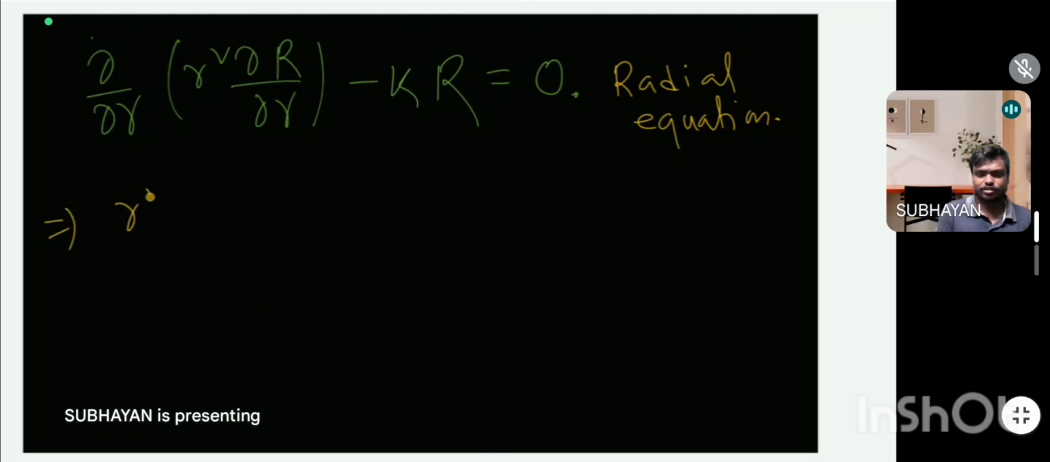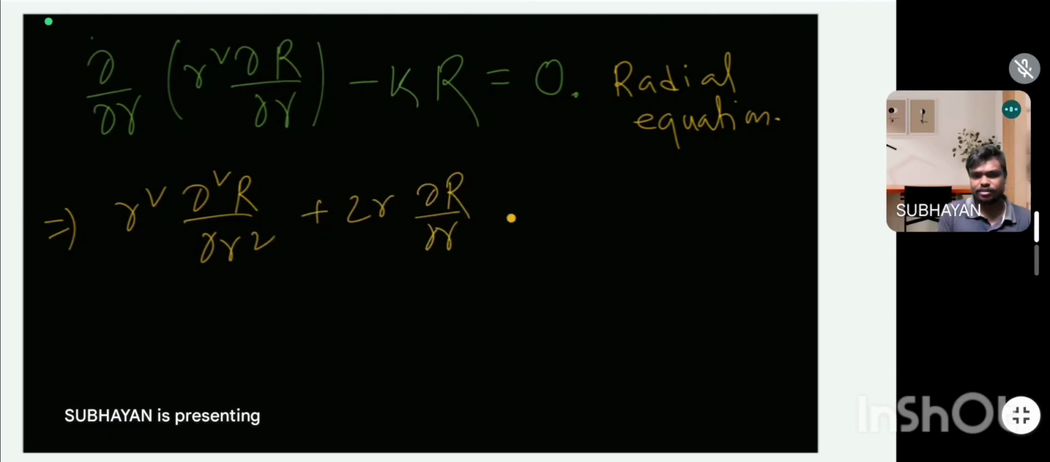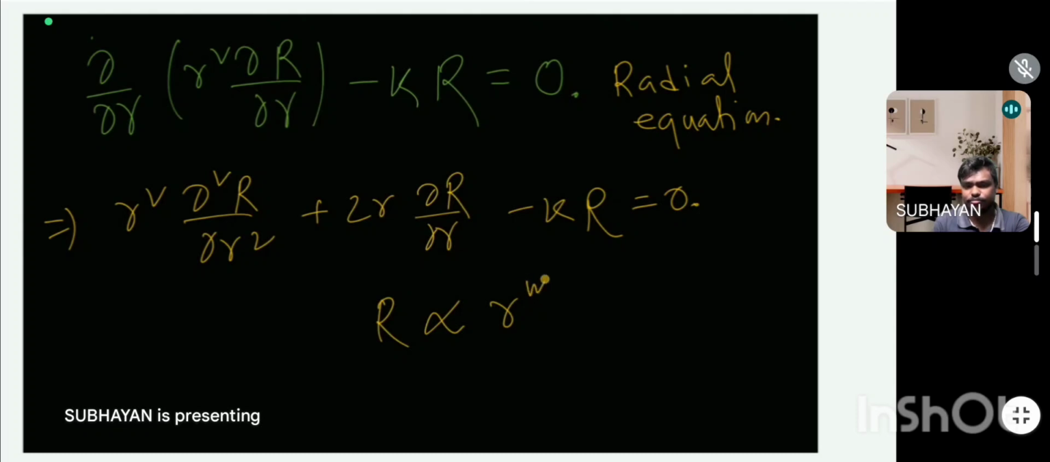Suppose I am writing this as r square del 2R by del r2 plus 2r del R by del r minus kR equals 0. So this one is the equation of the radial portion. Now you can solve it in a power series way. Suppose you are taking R proportional to r to the power m.